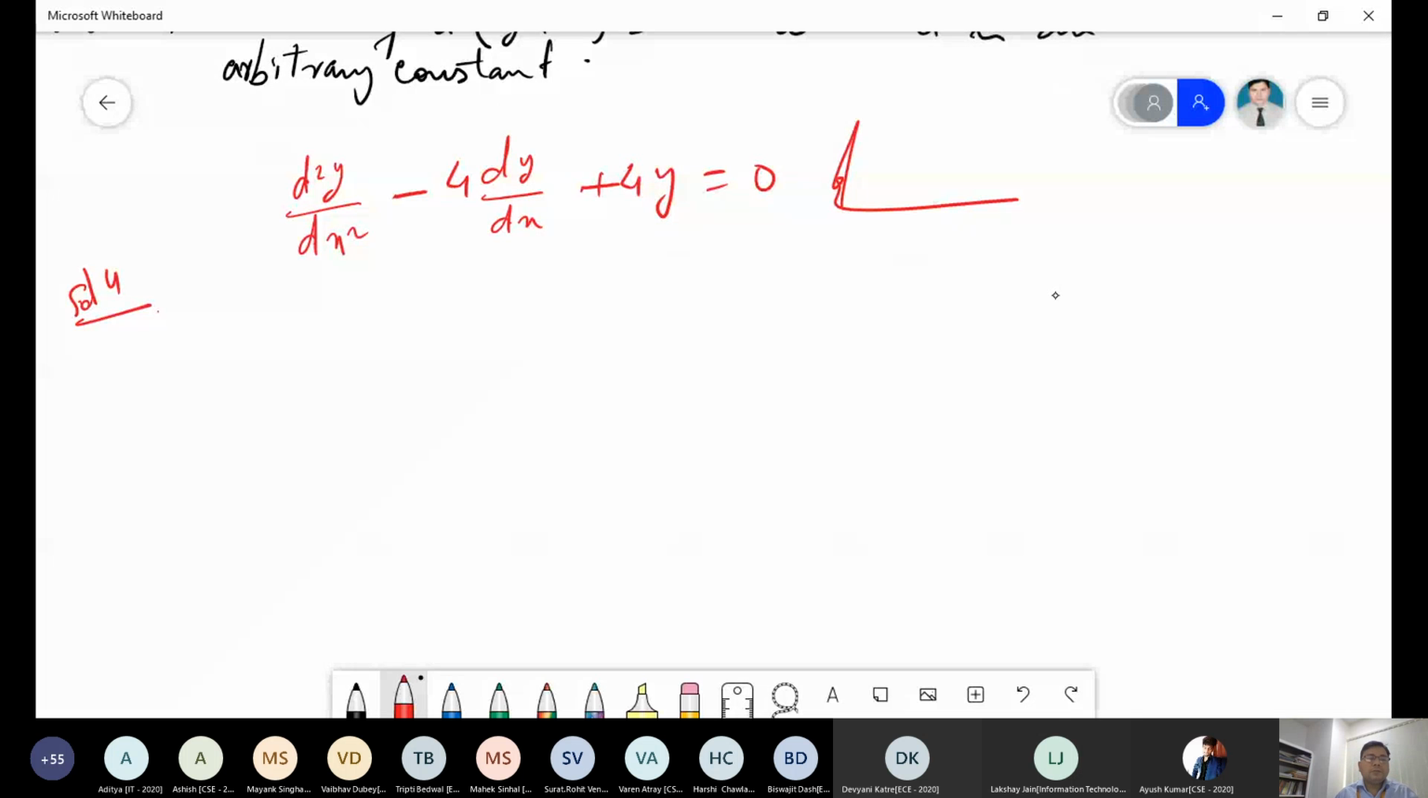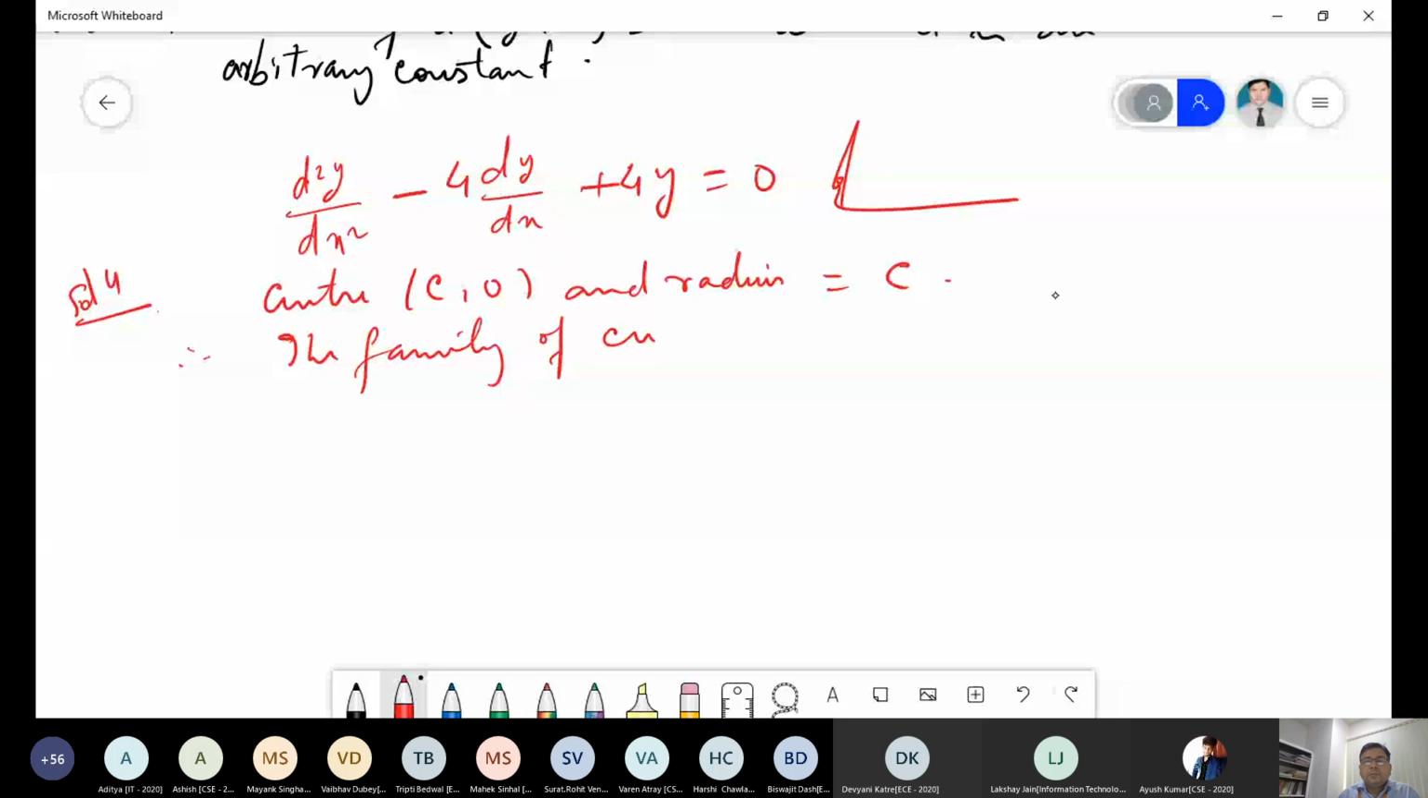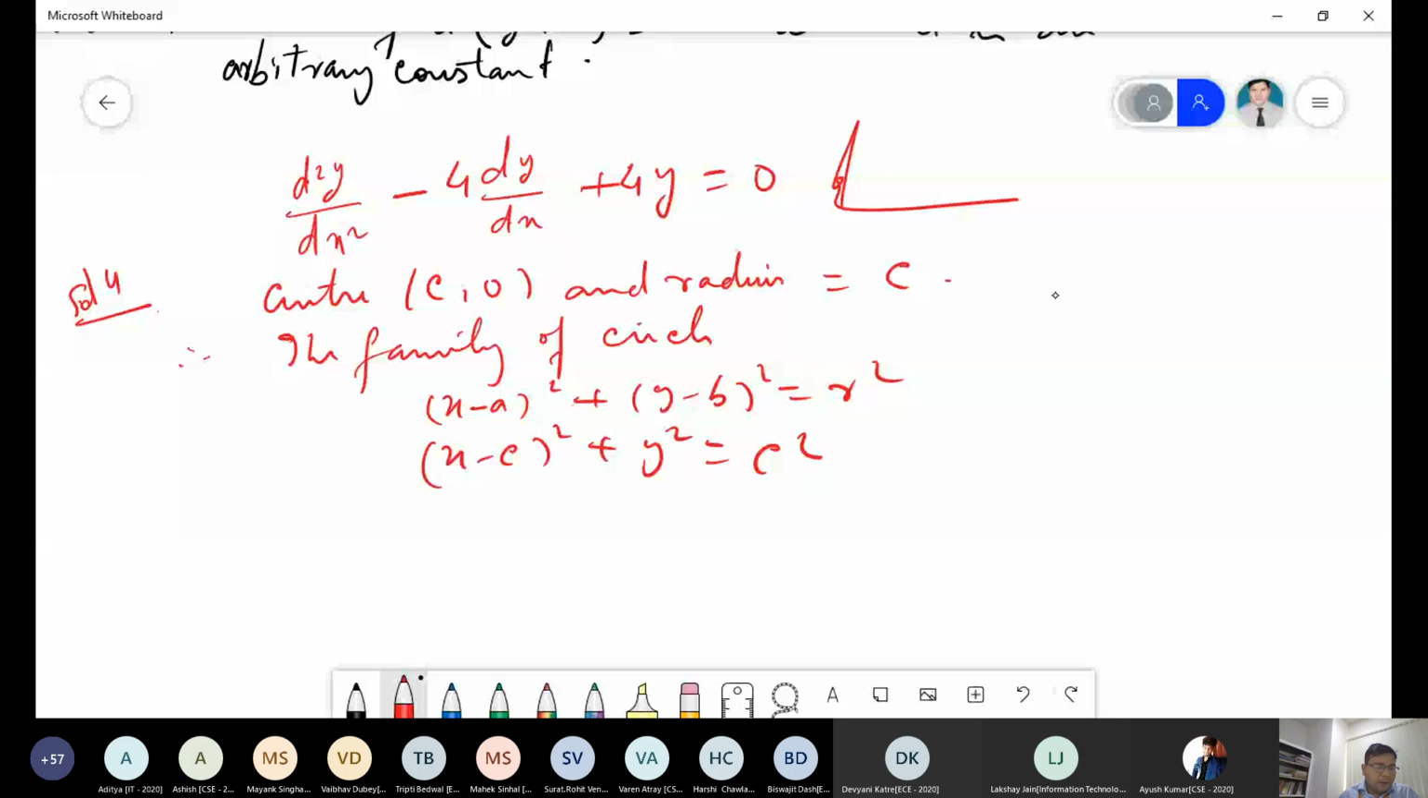So I'm trying to find the solution now. What is the center of that? Suppose the center is (c, 0), of course. So what is the radius? Radius equal to c. So the equation of the circle is (x minus a) whole square plus (y minus b) whole square equal to r square. That is the equation of that, right? So (x minus c) square plus y square equal to c square. Fine. So c is the parameter.